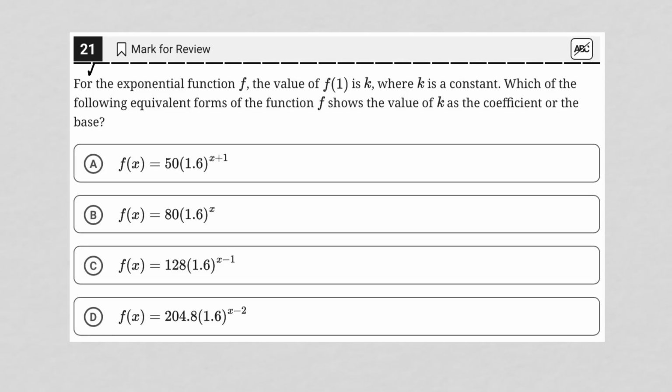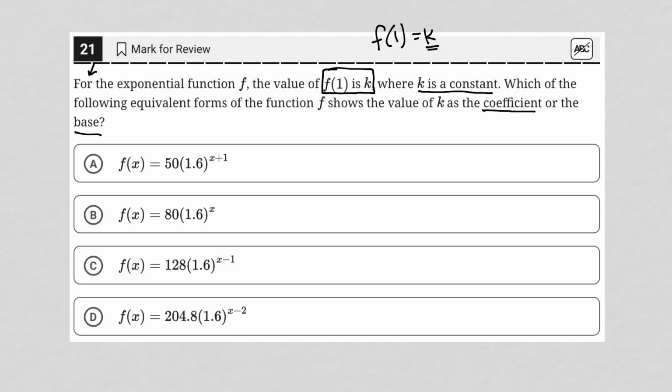So this question says, for the exponential function f, the value of f of 1 is k, right? So just write that as f of 1 equals k, where k is a constant, so not a variable. So k is a constant. Which of the following equivalent forms of the function f shows the value of this constant k as the coefficient or the base?